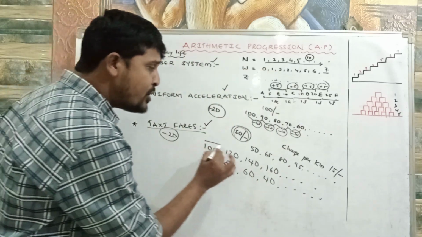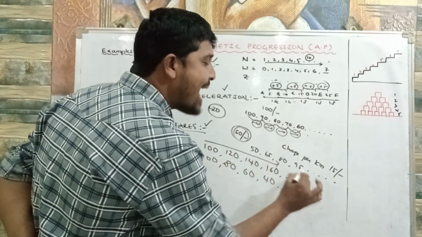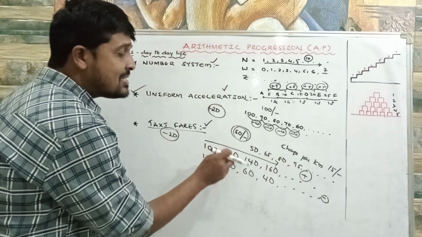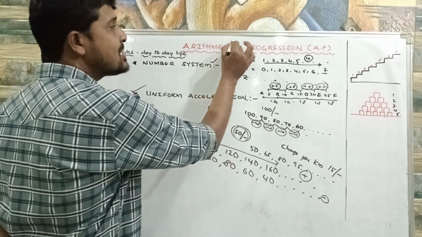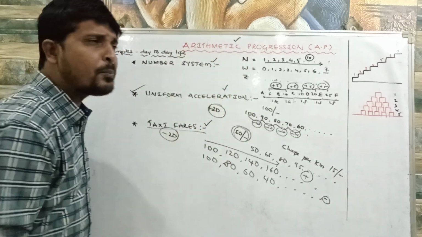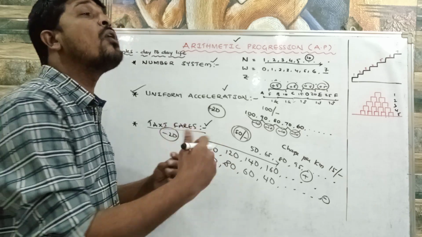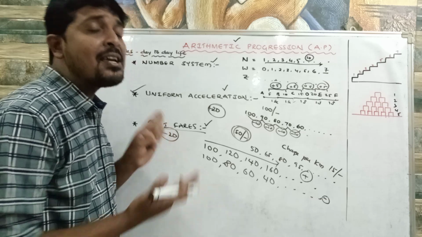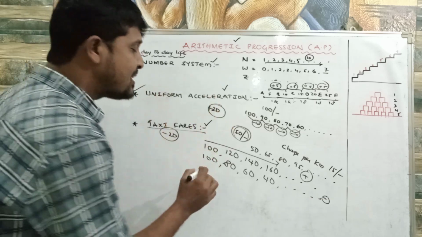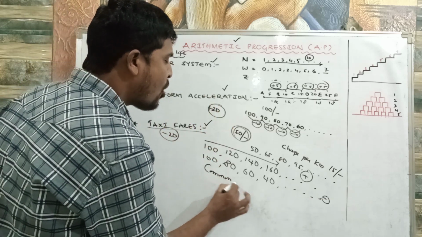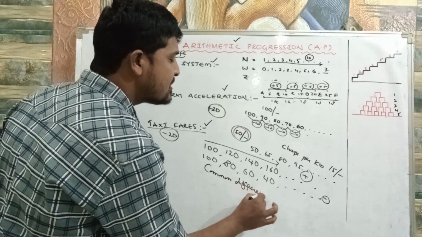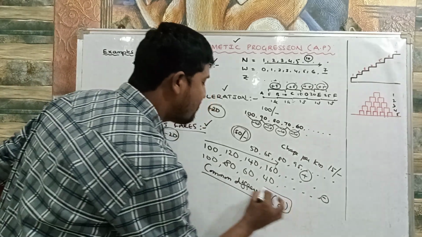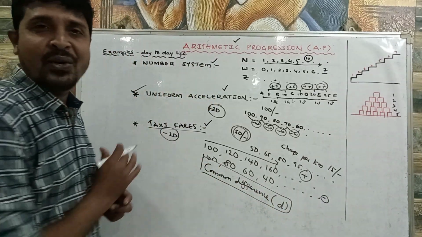So here we are going to move forward by adding a fixed number or by subtracting a fixed number. Such a series is what we call an arithmetic progression. So what is an arithmetic progression? The progression which moves forward by either adding or subtracting a fixed number. That fixed number is what we call the common difference, denoted by the symbol D. So this is going to play a very important role in arithmetic progression.